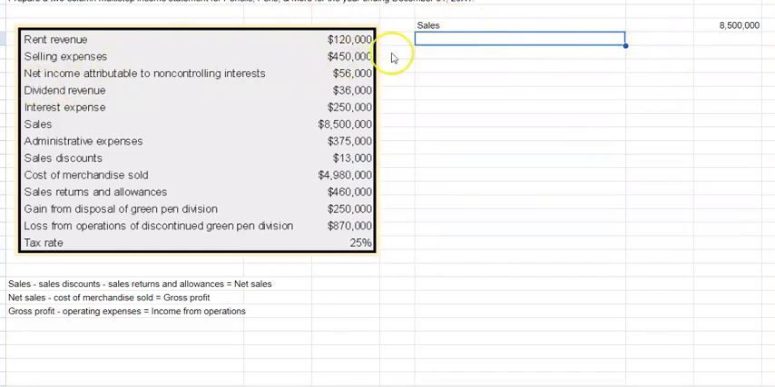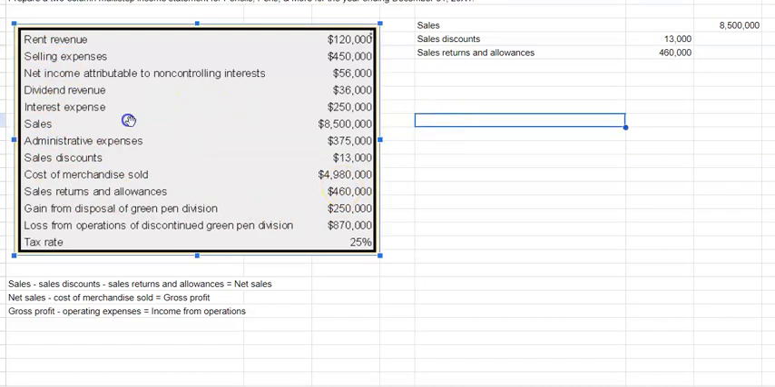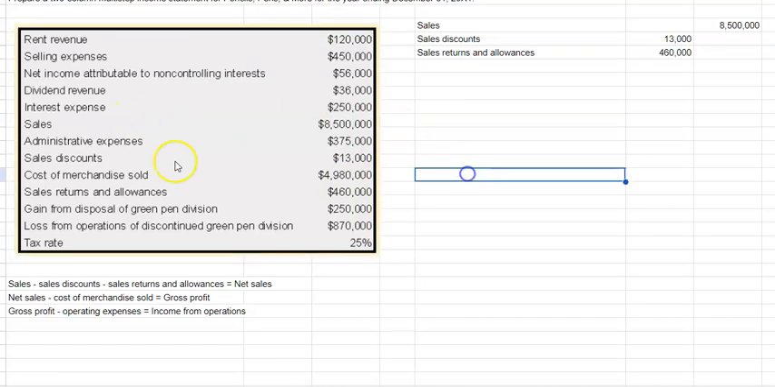And now we are going to grab those two items that are going to be removed from sales, your sales discounts and your sales returns and allowances. Sales discounts, 13,000, and sales returns and allowances, 460,000.